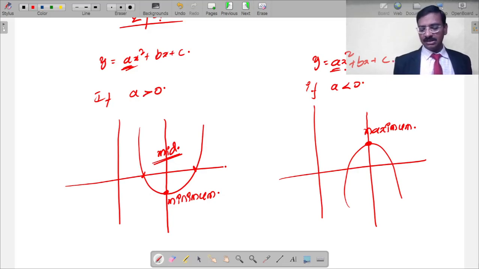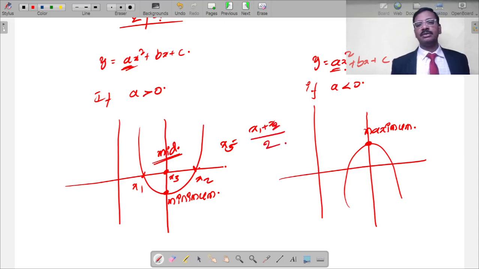So that is, let us say, suppose it is cutting at a random point x1 and it is cutting at a random point x2, and the midpoint will be x3 if you call this. So x3 will always be (x1 plus x2) by 2. So this is the midpoint. And the corresponding y value will be either the minimum value or the maximum value depending upon the a value.